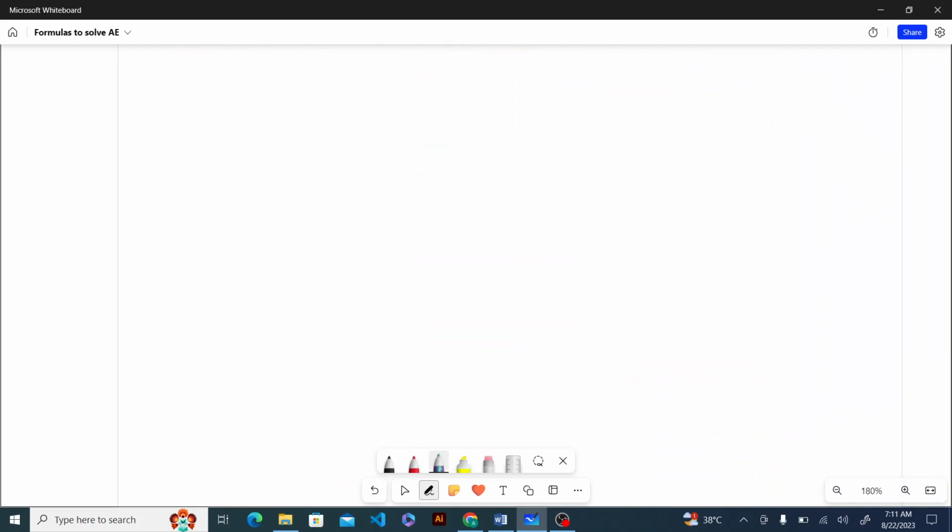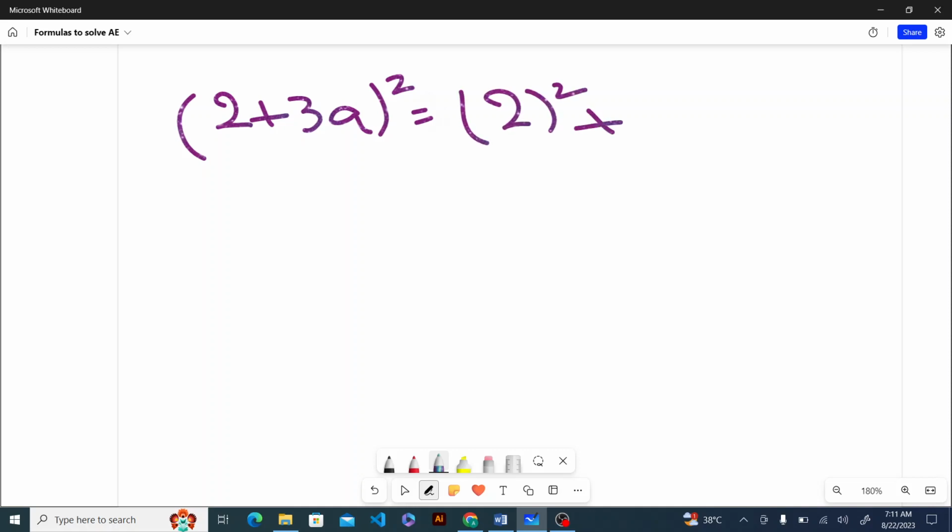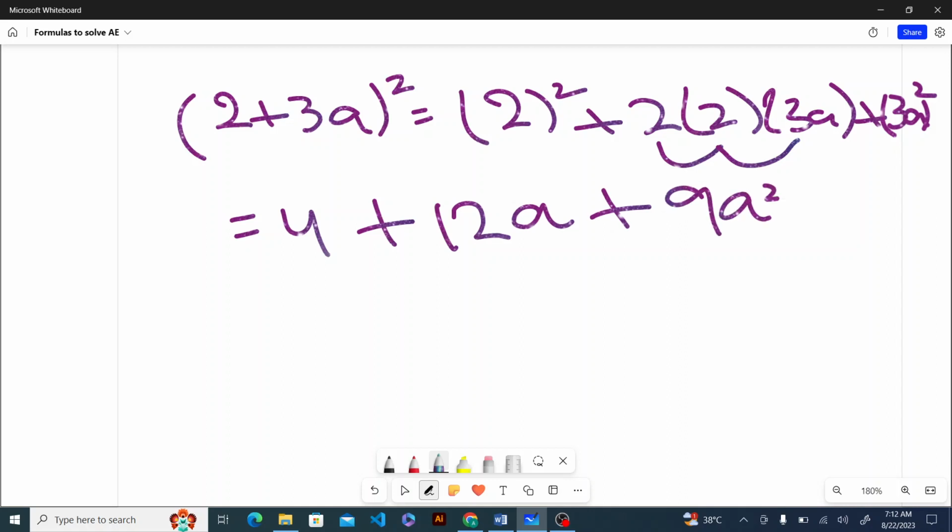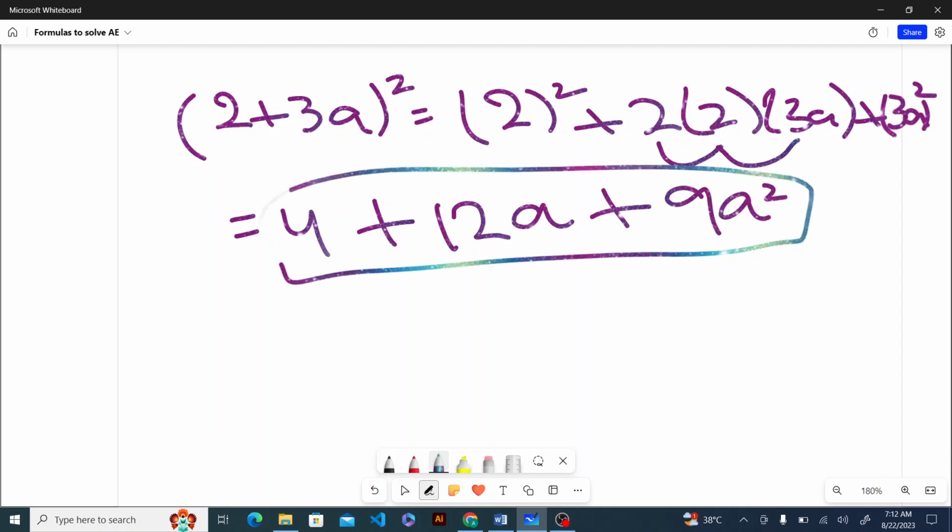And let us solve it here. Example is 2 plus 3a whole square is equal to, now we have to solve it. 2 square means a square, plus 2ab, a is 2, b is 3a, plus b square. So b is 3a, we'll take its square. And next step, 2 square is 4, plus 2 into 2 is 4, 4 into 3 is 12, 12a, plus 3 threes are 9 and a square. So this will be the answer. Okay, it will be its open form for this.